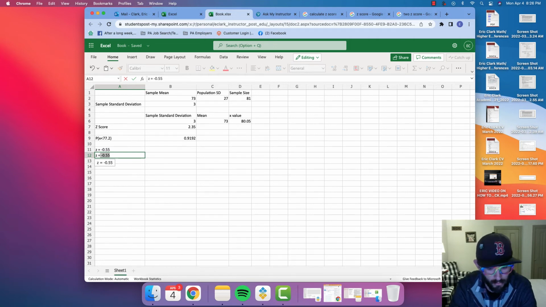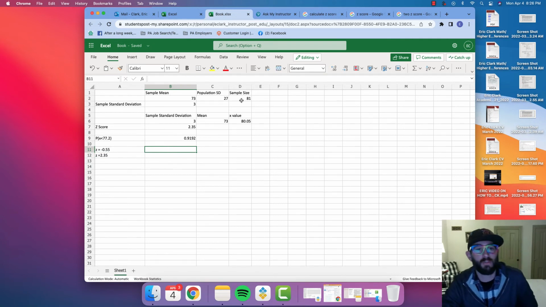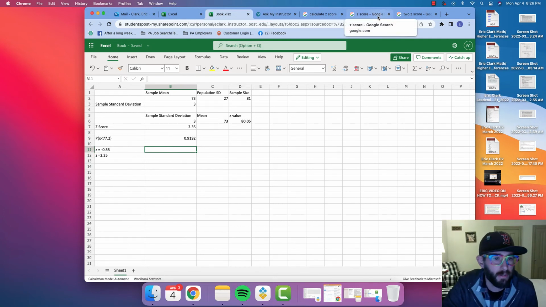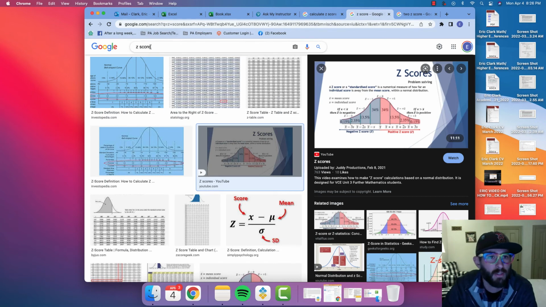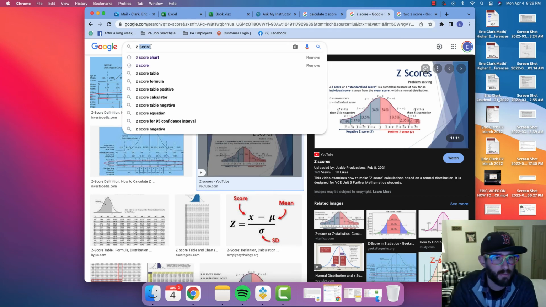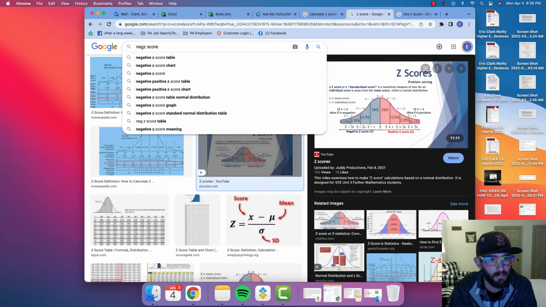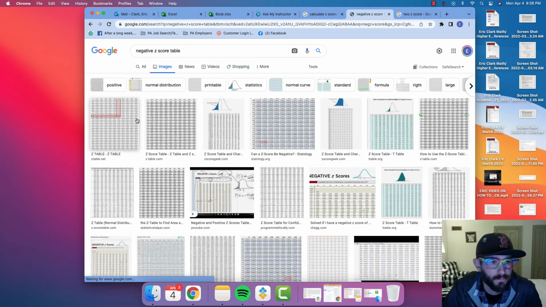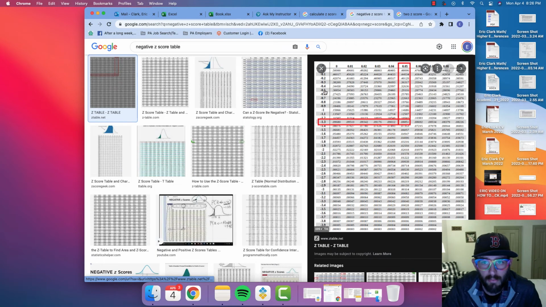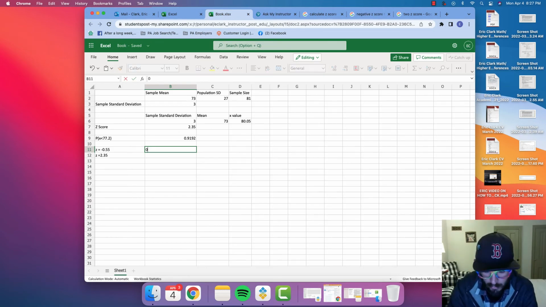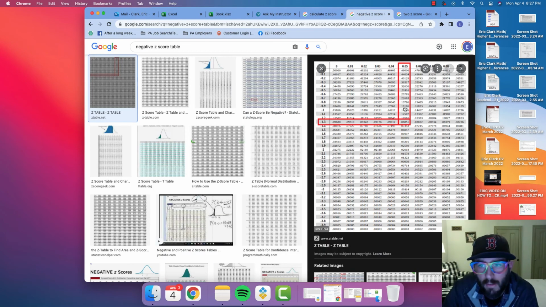So 2.35. What we need to do first is find the probability of a negative 0.55. So we'll use the negative z-score table, and we're doing negative 0.55, which is kind of funny. It's right here. So 0.29116. Make sure I did that right.